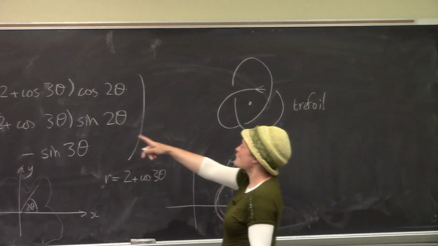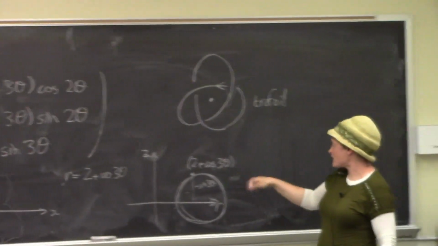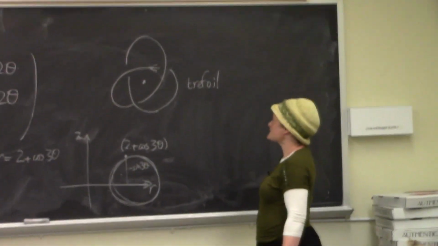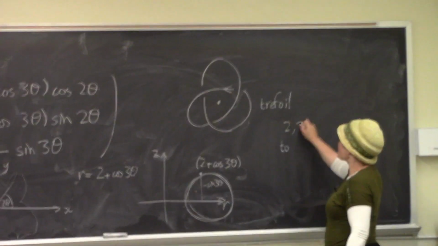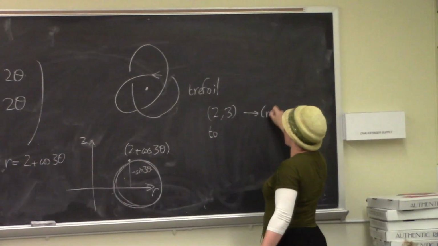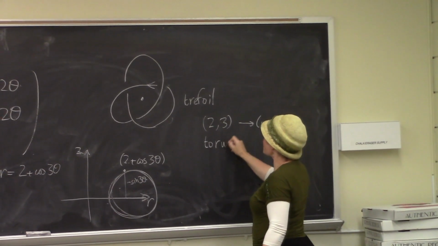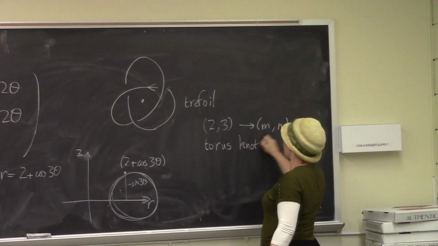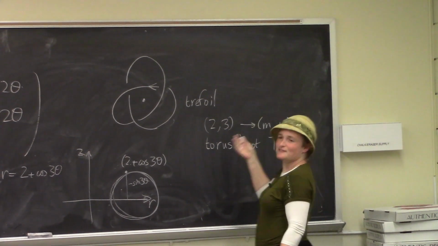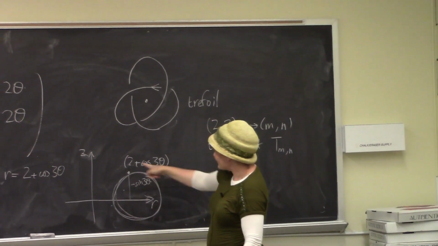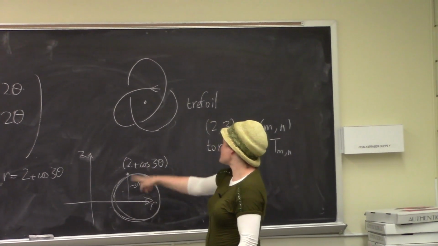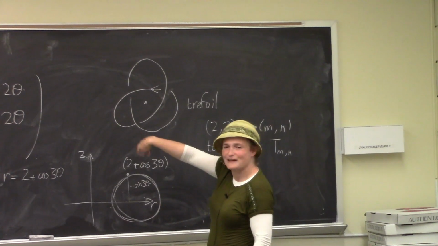If you change the numbers 2 and 3 to any other numbers, which should be coprime, then, instead of 2 and 3, if you change them to m and n, you get what's called a torus knot. And they live on the torus because if you take the surface of revolution of the circle, you'll get a torus.